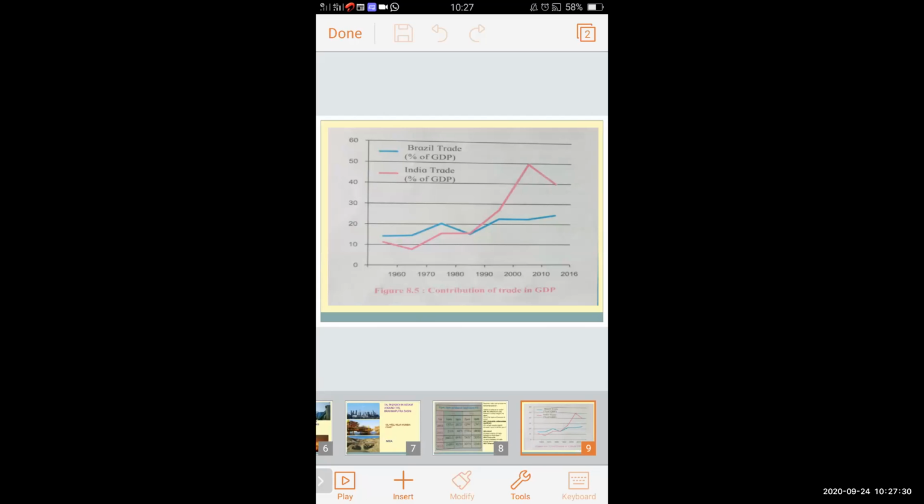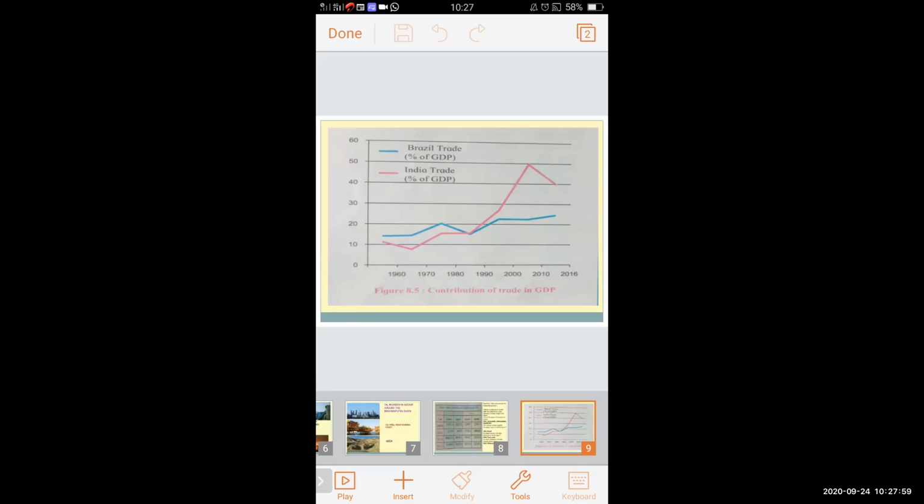While you can see in 1990, the blue line is down and the pink line, which shows India, is going upward, means it's increasing. This shows that India's percentage of GDP, the contribution of trade in GDP, is increasing more than Brazil.